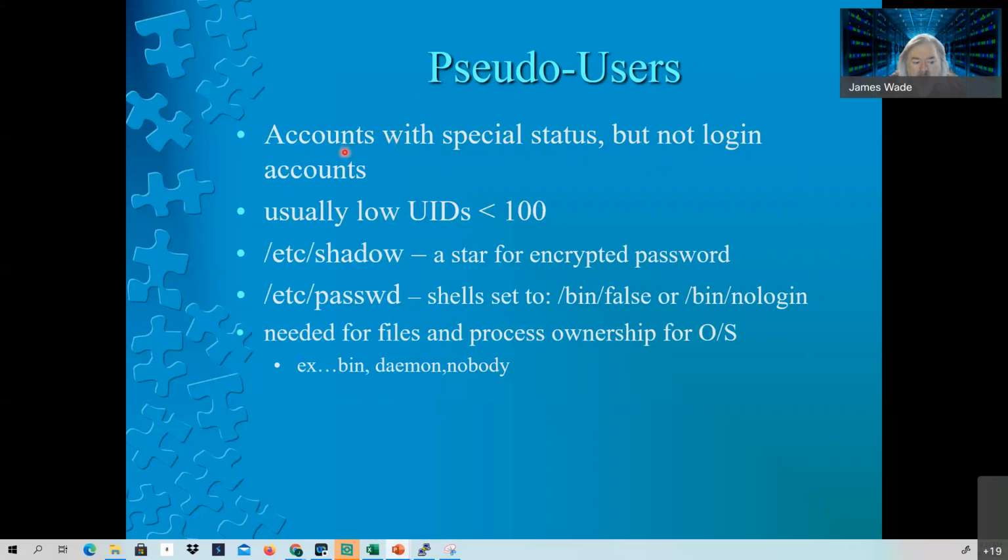Sudo users are accounts with special status, but they aren't allowed to log in. I actually showed you some of these sudo accounts, okay? They were the ones that said no login. Usually low UIDs, less than 100. /etc/shadow has a star for encrypted password, meaning that they don't have passwords. It's a star. And /etc/passwd has bin false or no login. It's needed for files and process ownership for the operating system, like bin, daemon, or nobody. So the operating system needs them.